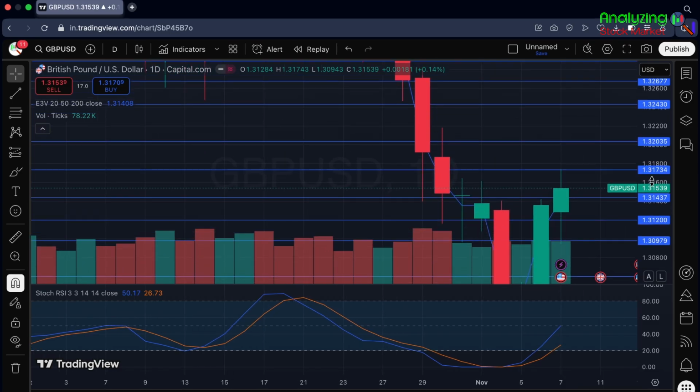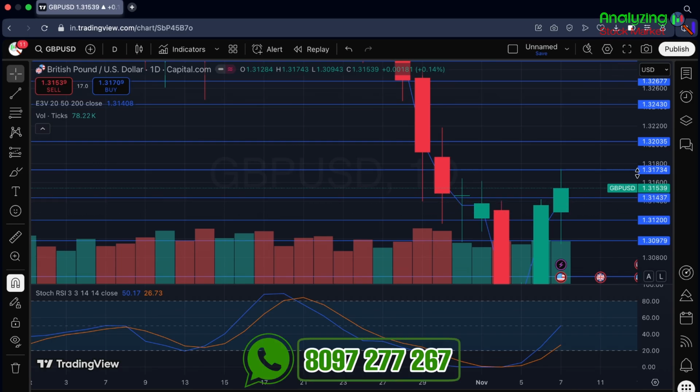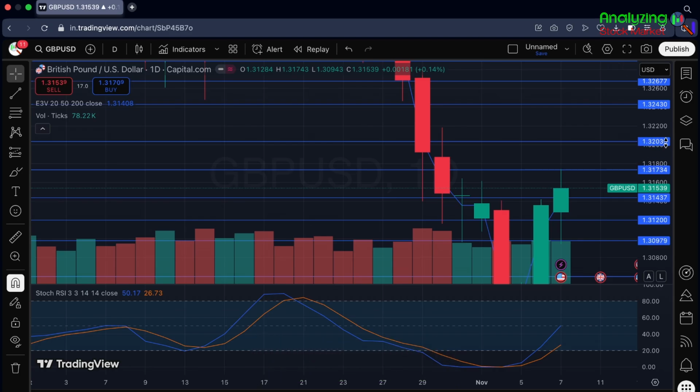Currently, if I talk about the closing first, 1.31539 is the closing here. The direct support is 1.31437, and the direct resistance is 1.31787. After the direct support, there is a support of 1.31200 and then 1.30979. After the direct resistance, there is a resistance of 1.32035 and then 1.32430. So these are two important support and resistance zones which will help you to take better stop loss and target levels for this week.